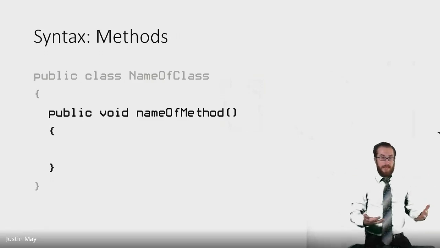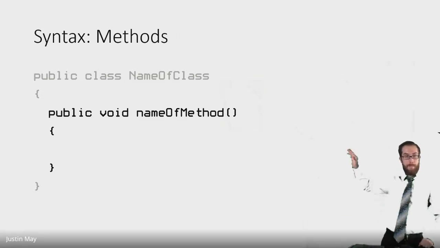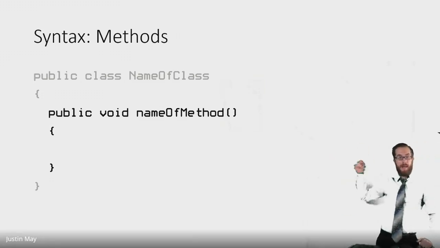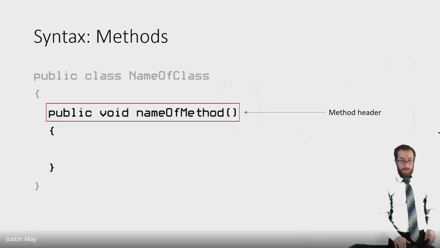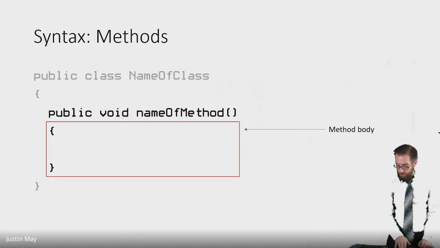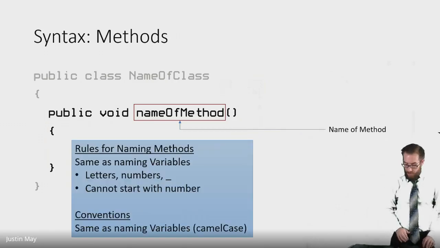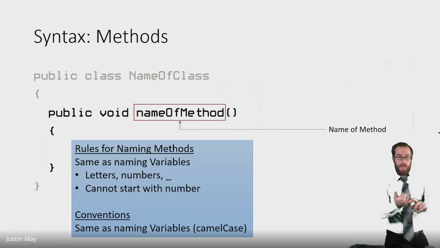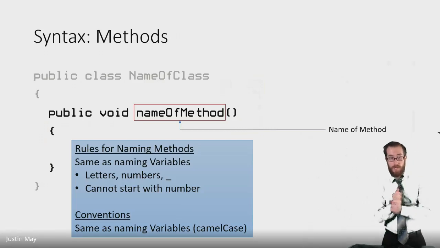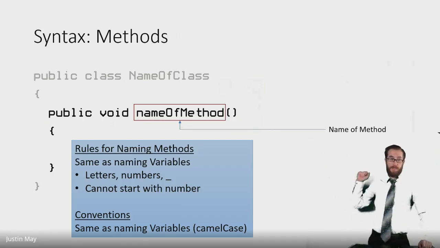So once you've got your class, you actually want to start defining what are its behaviors and what are its attributes. Behaviors are represented by methods, and you write a method inside the body of the class. A method is made up of a method header and a method body. The method header has the name of the method. So here you can see name of method, and you would name this method something appropriate that describes what the behavior is. The rules for naming methods are the same as for naming variables: letters, numbers, underscore, can't start with a number. And our conventions are also the same as variables. It's camel case with a lowercase first letter.